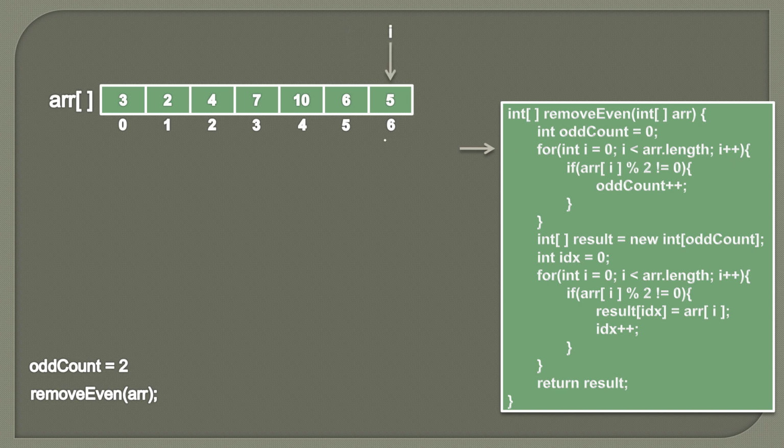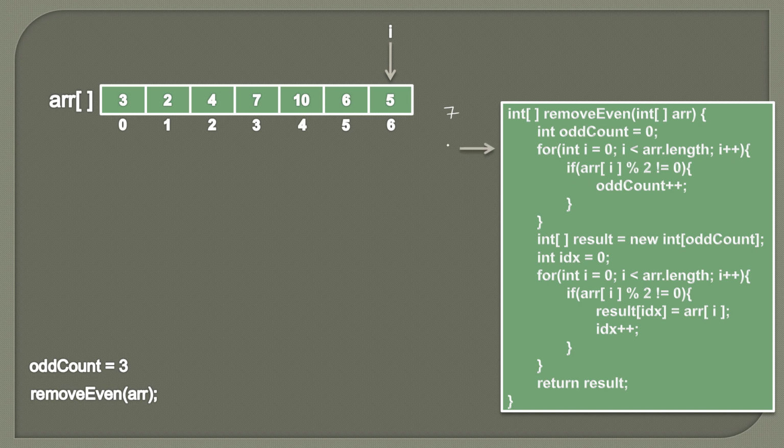Now i is equal to 6 and it is less than array.length because array.length is 7. So this for loop will run one more time. We will take 5. 5 divided by 2 will give remainder 1. 1 is not equal to 0. So therefore this condition comes out to be true. We will increment oddCount. It becomes 3.